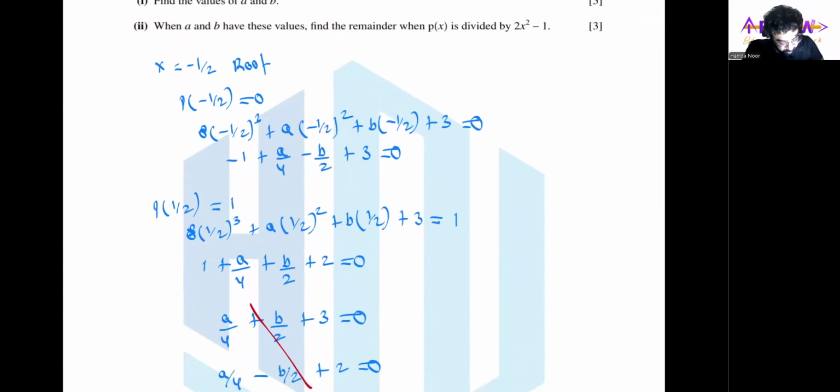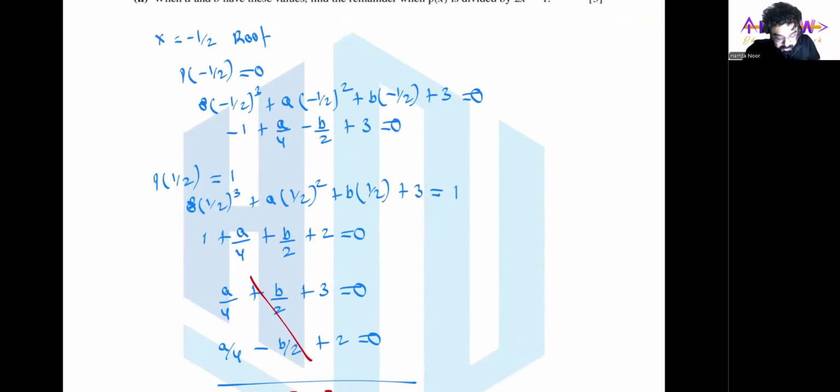Okay, so now I have these two equations and I have simplified the constants over here. So 3 minus 1 is 2. The equation is a over 4 minus b over 2 plus 2 is equal to 0. And the other equation, since 2 plus 1 is 3, is a over 4 plus b over 2 plus 3 is equal to 0. So as we can see, the terms in b are already being eliminated. They are getting cancelled out.